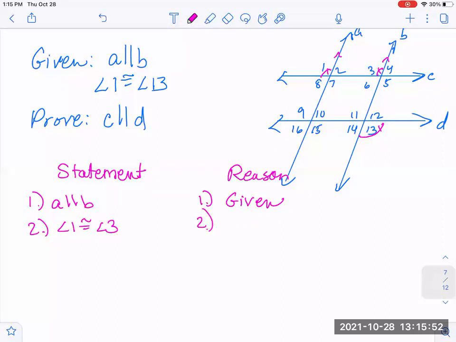And the reason there is because if lines are parallel, then corresponding angles are congruent. Now, this is what I mean by linking. The if part has to have come first. The then part must match what you are saying in your statement. If it does not, you are not making sense.